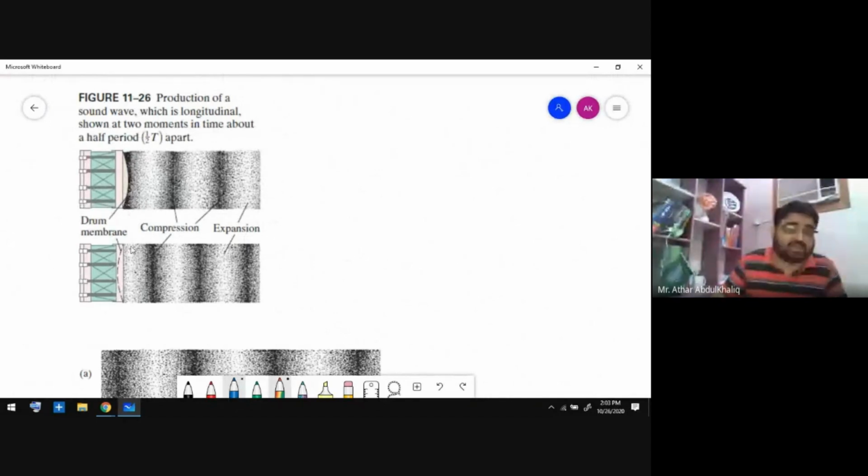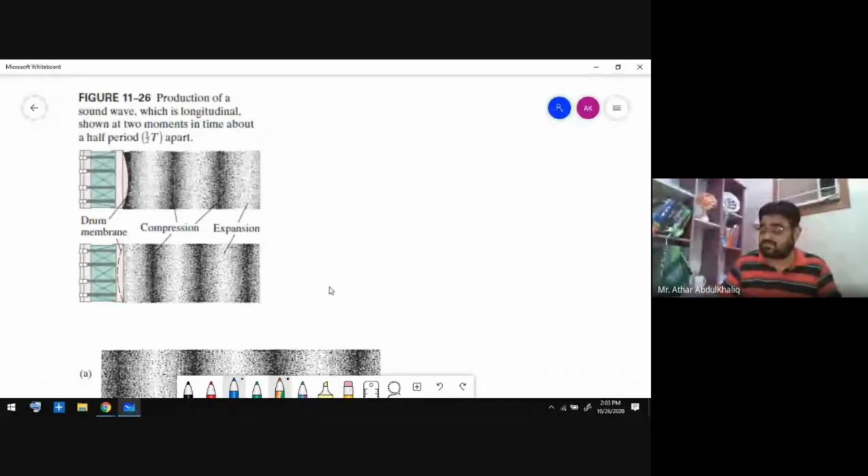When it is moving in, there is a rarefaction. So as the body of the drum moves forward and backward, there is a compression followed by a rarefaction, followed by another compression and rarefaction. These start moving from the source towards the listener.